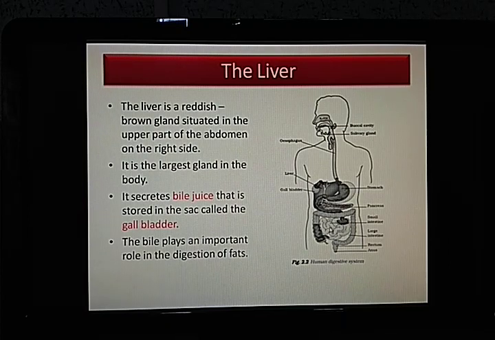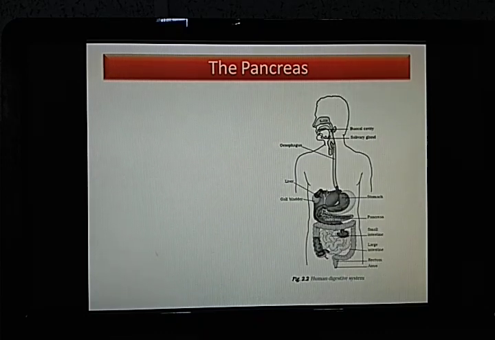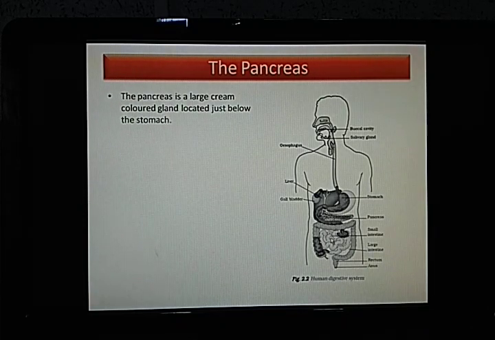Now, the bile plays an important role in the digestion of fats. Bile is mainly used in the digestion of the fats in our body. So moving on, next is the pancreas. So where is the pancreas? You can see just below the stomach and the liver. You can say this is the pancreas. Now the pancreas is a large cream-colored gland located just below the stomach.